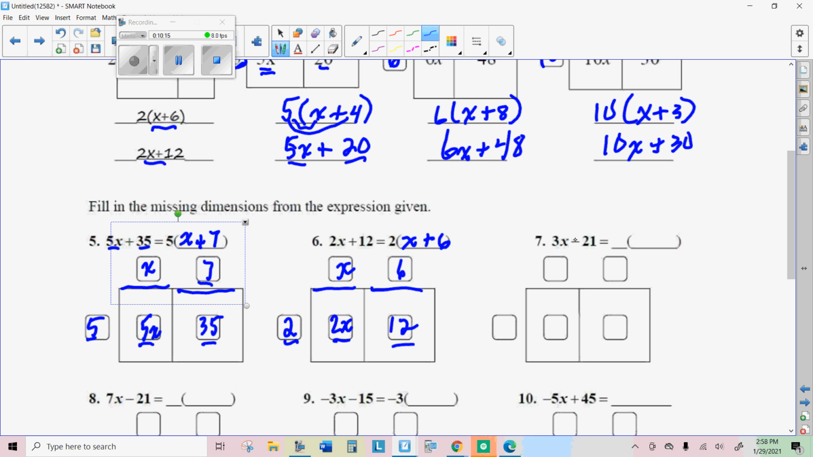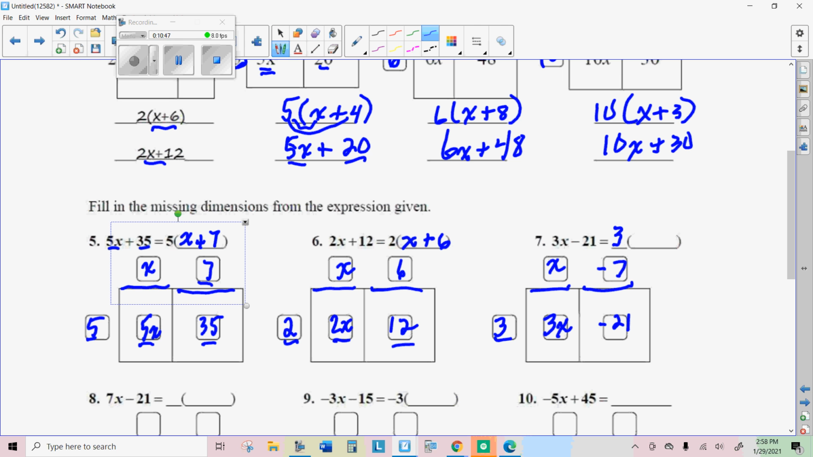All right, when you have a subtraction, the only difference is, so we're going to have 3x here, and you're going to put a negative 21 there. So 3 and x makes sense here because 3 times x is 3x. 3 times negative 7 would give you negative 21. So on the outside, the width is 3. On the inside, even though this is a negative, we're going to add this x and this negative 7 together.